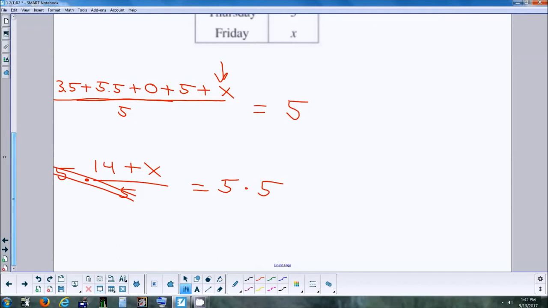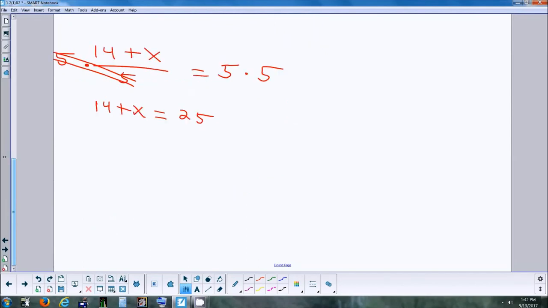What's on the left-hand side now? 14 plus x equals. And what goes on the right? 25. And now my last step. You would subtract 14 from each side. Okay? So how many miles does this person have to bike on Friday to average 5 miles for the week? 11. 25 minus 14? 11.